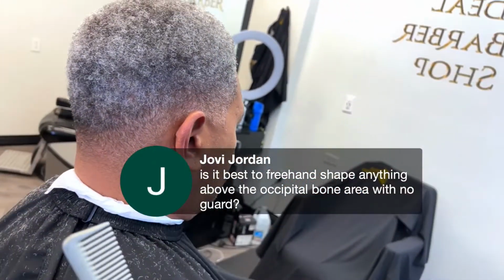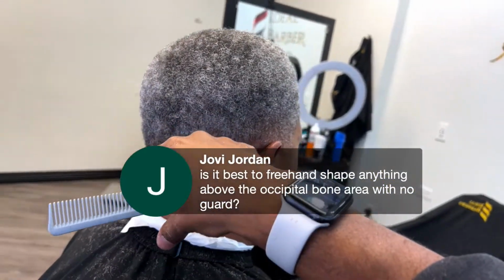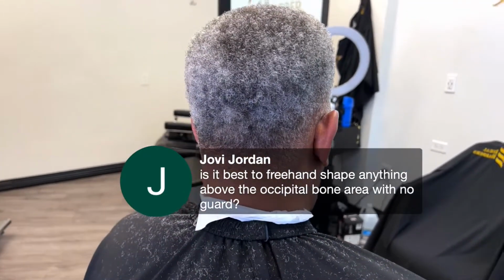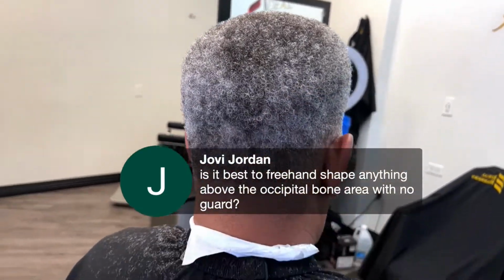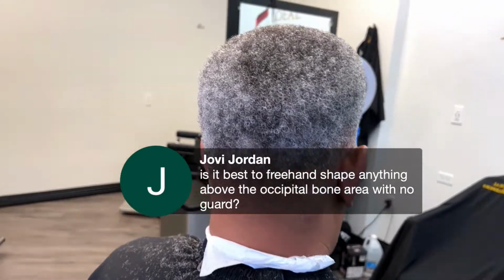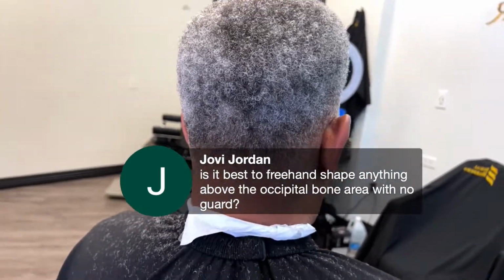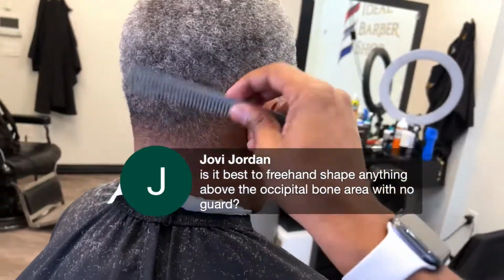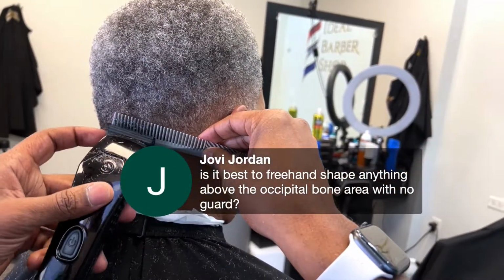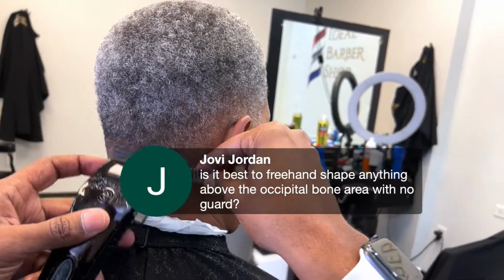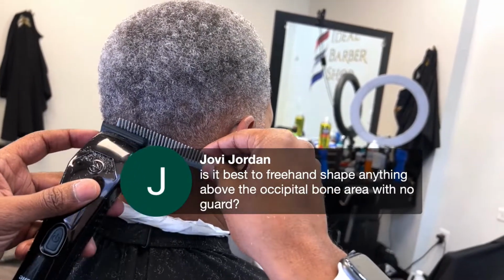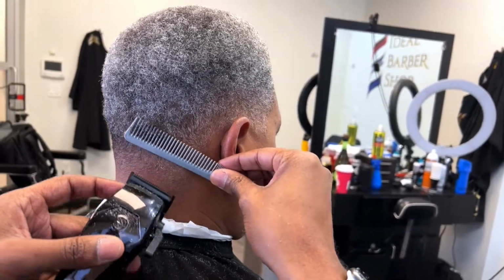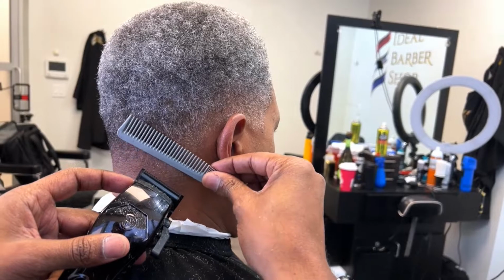Is it best to freehand shape any area above the occipital bone? Is it best compared to shaping it with the guard on? That's a good question. I don't know if it makes too much of a difference. I think that comes down to personal preference. With Ty, I'm not going to use a guard.